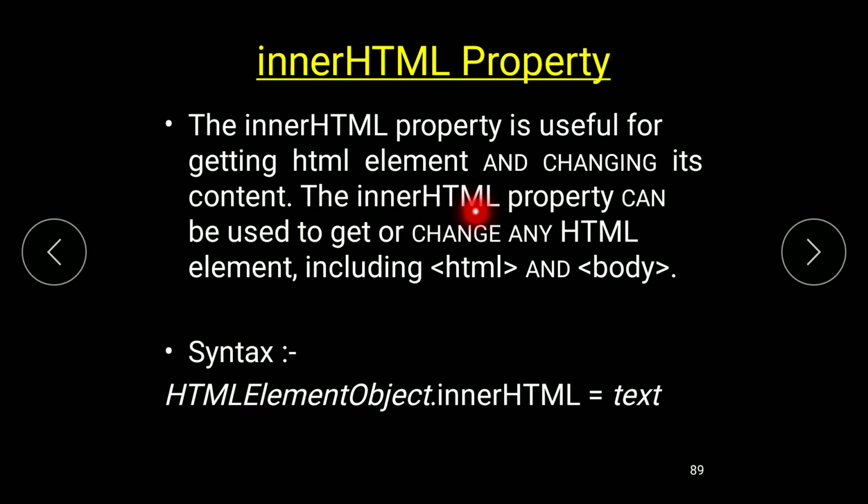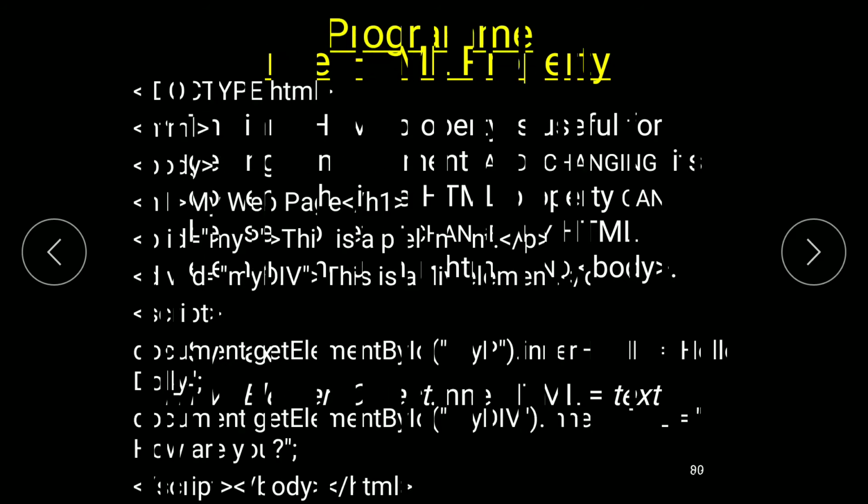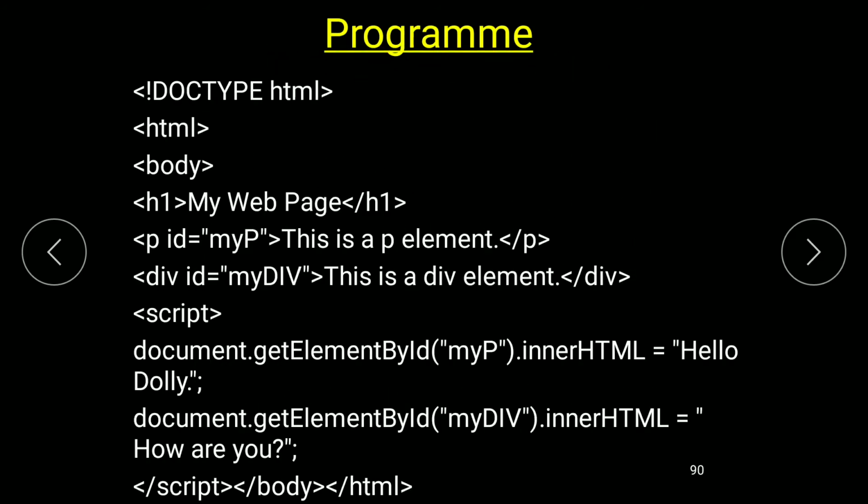Then the innerHTML property can be used to get and change any HTML element, including html and body. We can also access the html tag and body also. So the syntax of innerHTML is HTML element object dot innerHTML equal to text. So this is the program on innerHTML. So students, listen carefully.